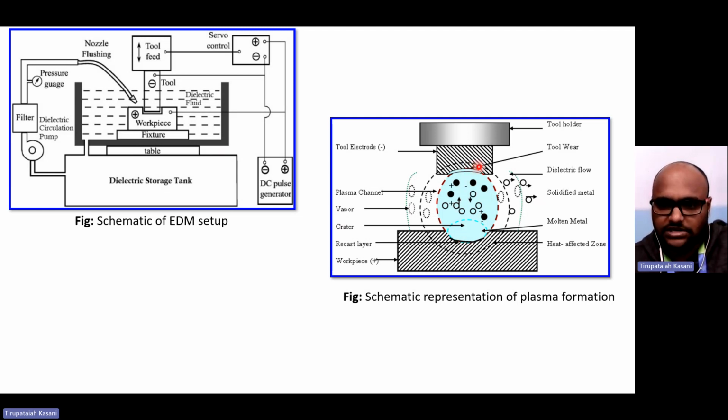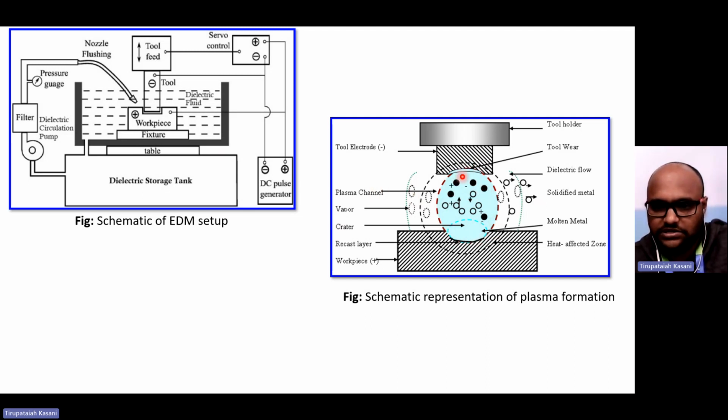When the power supply starts, a potential difference starts between these two electrodes, the tool and the workpiece. The workpiece is positive, means more positive ions are accumulated here and more negative ions are accumulated here, with the dielectric medium in between. At a certain point of time, the flow of electrons from the electrode to the workpiece will start. Similarly, the positive ions movement from the workpiece to the tool will start. This flow of positive and negative ions is called the plasma channel.